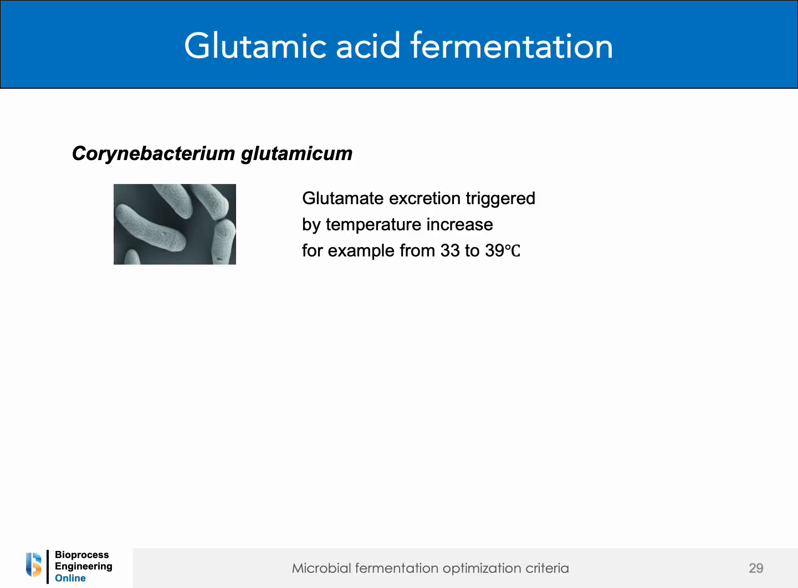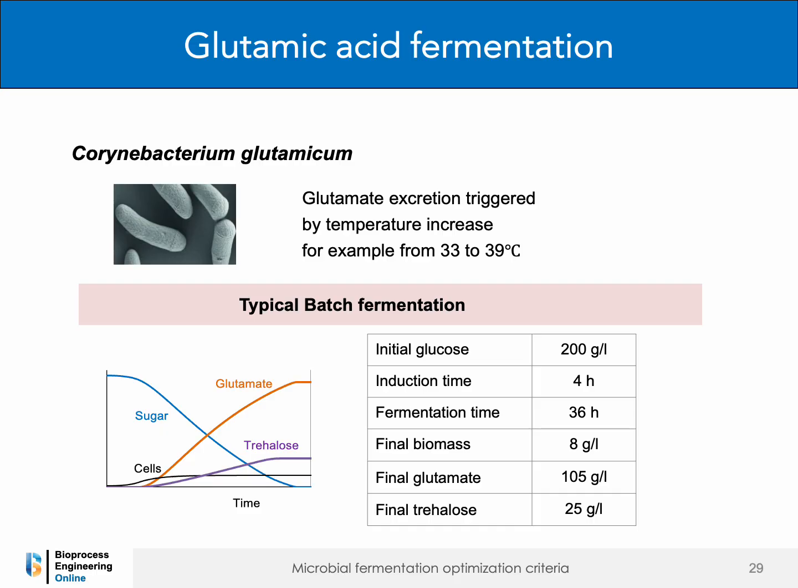The fermentation optimization strategy, based on technical and economic criteria, is illustrated on the example of the glutamic acid fermentation. The fermentation is carried out by a Corynebacterium glutamicum strain. Glutamate excretion is induced by temperature increase, for instance from 33 to 39 degrees Celsius. A typical batch fermentation is performed on an initial 200 grams per liter sugar, for an induction time at 4 hours, and a final fermentation time of 36 hours. The batch fermentation yields 8 grams per liter biomass, 105 grams per liter glutamate, and 25 grams per liter trehalose.